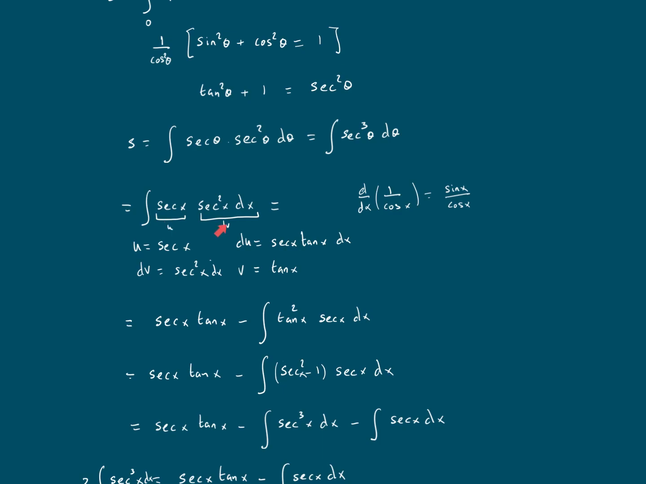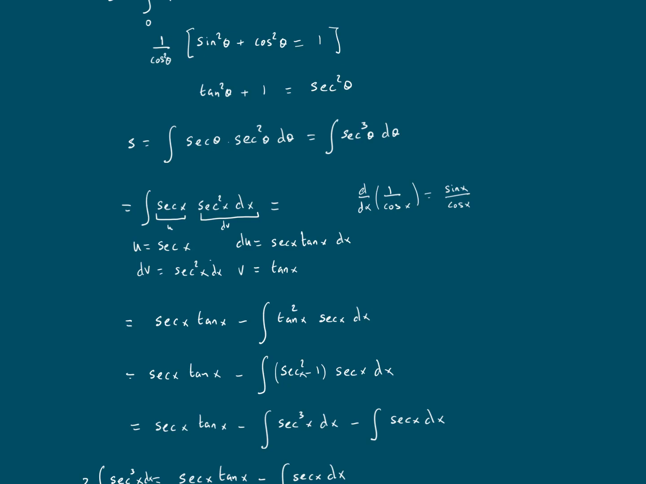So u is secant of x, and dv is secant squared of x dx. So du is secant tangent of x dx, and v is tangent of x. Using integration by parts, it is u times v minus the integral of v du. V is tangent of x times du, which is secant tangent of x, will appear tangent squared of x secant of x.